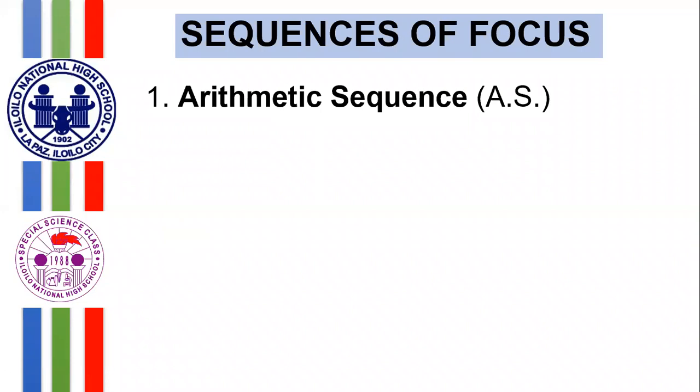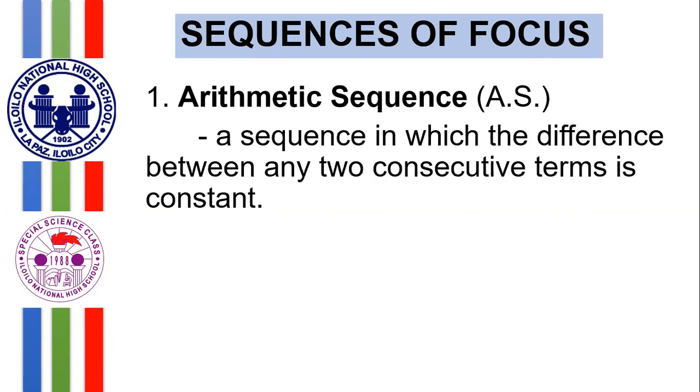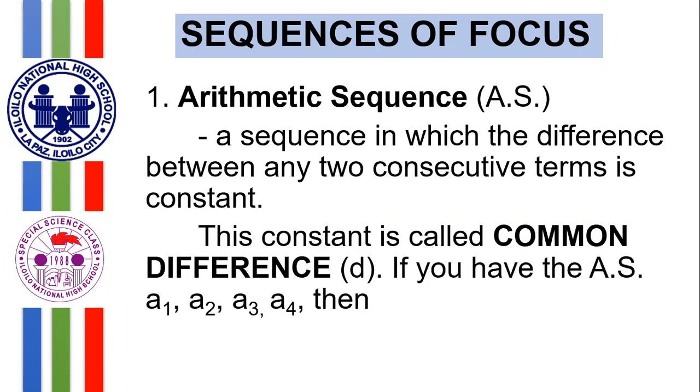For the first one, the first sequence of focus is what we call arithmetic sequence. When we speak about arithmetic sequence, it is a sequence in which the difference between any two consecutive terms is constant. That is, if we subtract a term by the term immediately preceding it, or immediately the term before it, then we get a constant difference. This constant is called common difference, which is denoted by the small letter d.